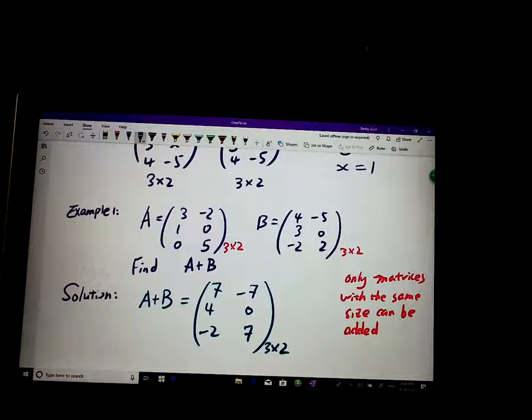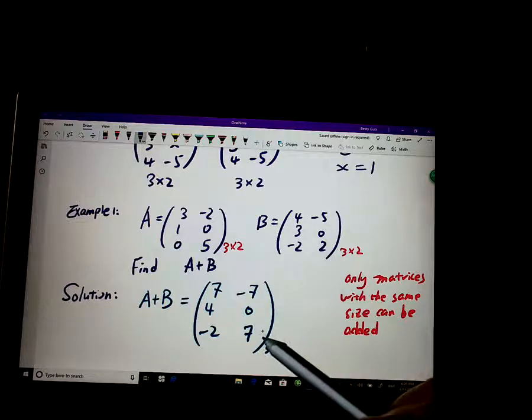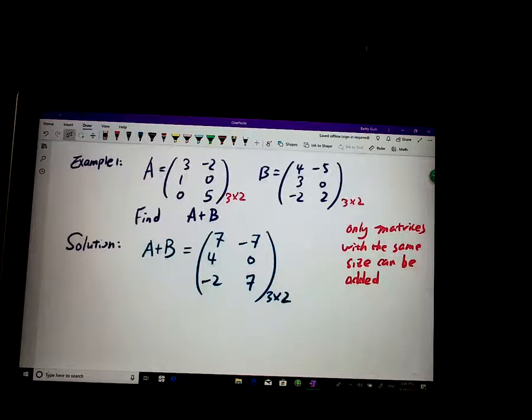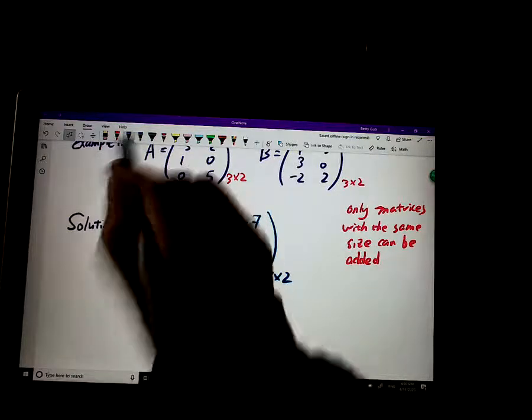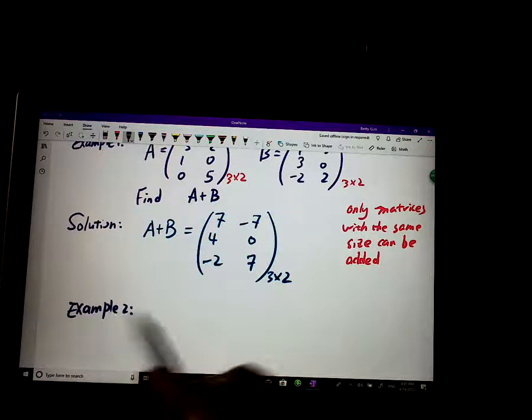Is that simple? When we add two matrices with the same size, we add their corresponding entries. The sum of two matrices is still a matrix, with the same size. Okay, so this is example 1. That's the second thing, how we add two matrices together.